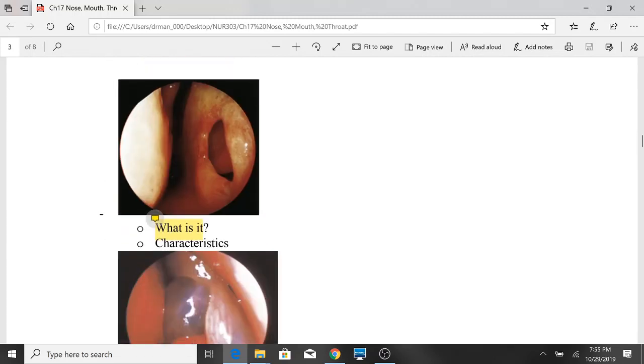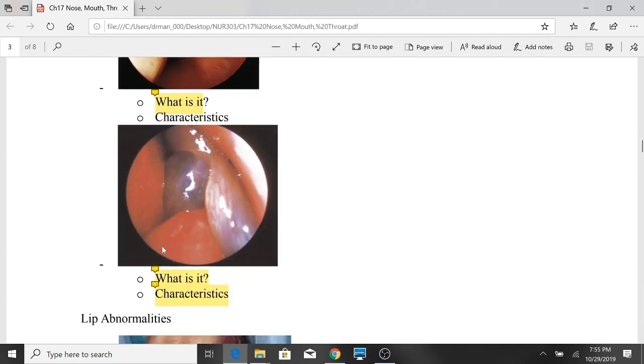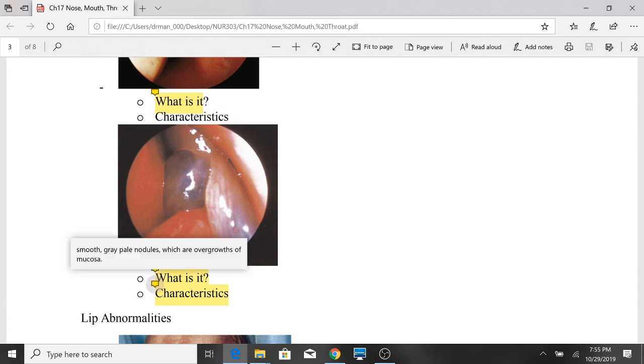What is this? This is a perforated septum, usually caused by taking drugs through the nose. What are these? These are nasal polyps. These are smooth, gray, pale nodules, which are overgrowth of mucosa.